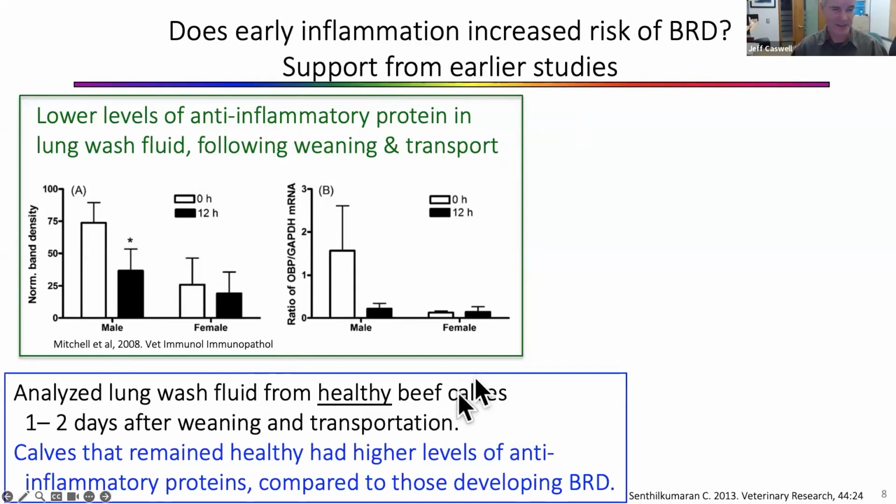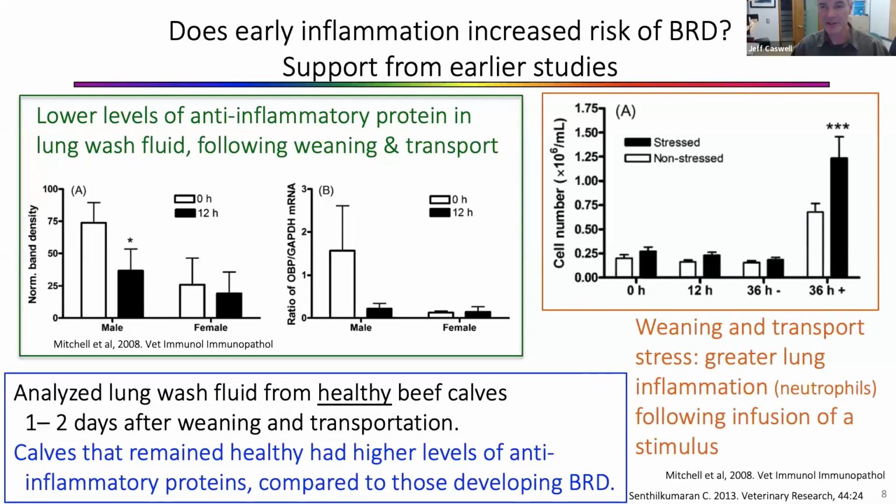Different study, this one 2013. Again, we looked at a lot of proteins within lung wash fluid. We collected this fluid from healthy calves at 1 to 2 days after weaning and transportation, and then we just waited to see which ones developed respiratory disease versus which ones did not. And the ones that remained healthy had higher levels of several anti-inflammatory proteins, whereas those that later developed bovine respiratory disease had lower levels of these anti-inflammatory proteins at this stage where they were still clinically healthy. So again, it supports the idea that the calves that can't properly control their inflammatory responses are maybe the ones that end up developing respiratory disease.